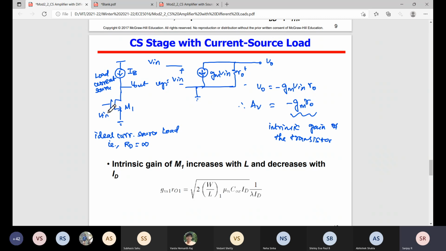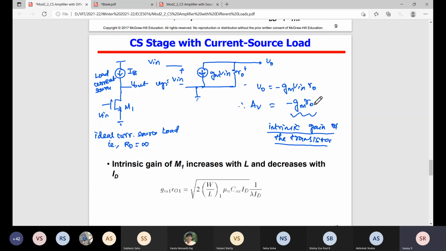So what is the purpose of using a transistor? To get gain. So how much maximum gain can we get? Minus GM R0, because RD is infinite. So this is the maximum gain from the transistor. It's called the intrinsic gain of the transistor. This is the maximum gain we can get. Fine. So now we can say minus GM into R0.